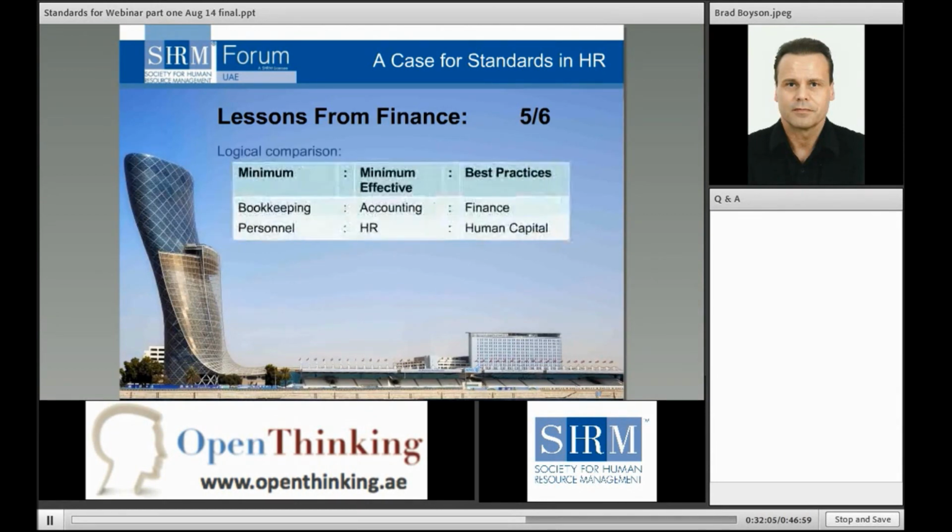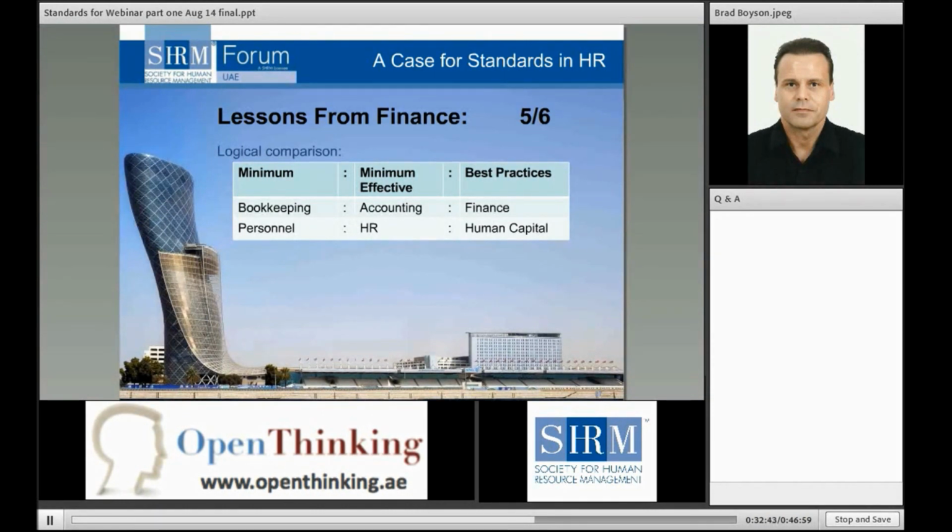Lessons from finance. A logical comparison. If you look at this 3x3 chart, you're starting in the top left-hand corner. You have the minimum. And in the middle, you have the minimum effective. And then you have best practices. If you use somewhat of an evolutionary comparison, starting with bookkeeping, to accounting, to best practices in finance, bookkeeping is the minimum that you have to do. These are the procedural activities that will never go away.